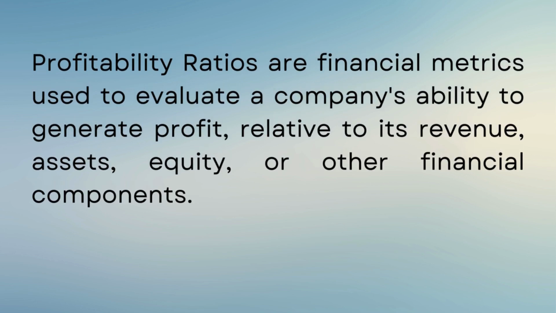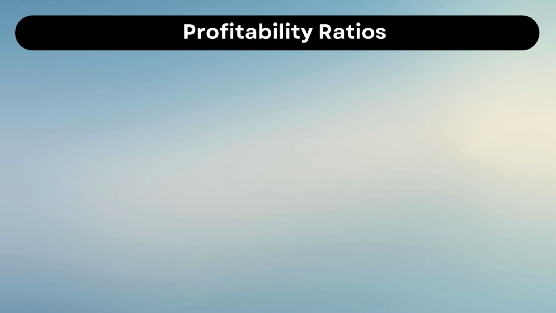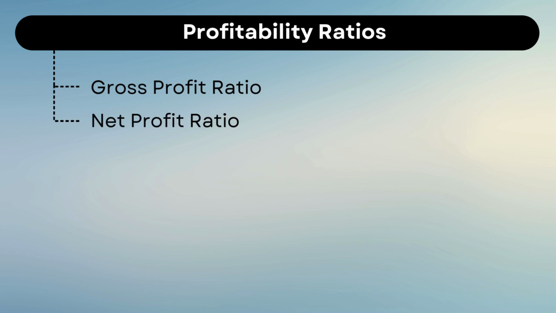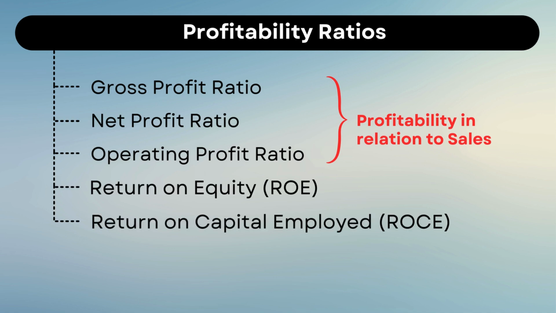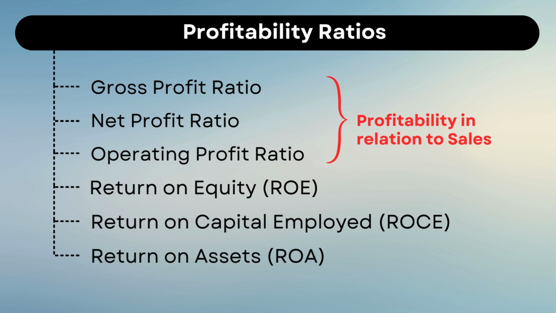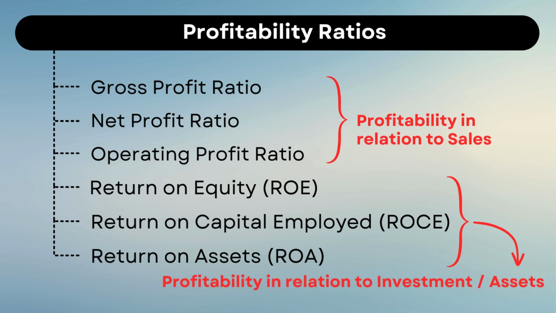Profitability ratios are financial metrics used to evaluate a company's ability to generate profit relative to its revenue, assets, equity, or other financial components. The key profitability ratios are gross profit ratio, net profit ratio, operating profit ratio. All these three ratios give the profitability in relation to sales. Next, we have return on equity, return on capital employed, return on assets. All these three ratios give profitability in relation to investment or assets. Let's now see these ratios one by one.